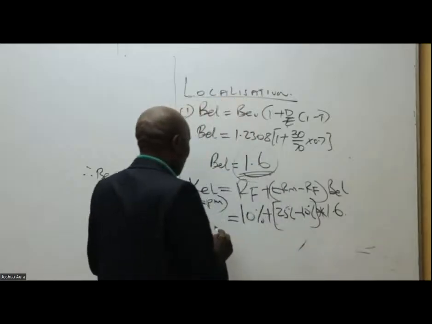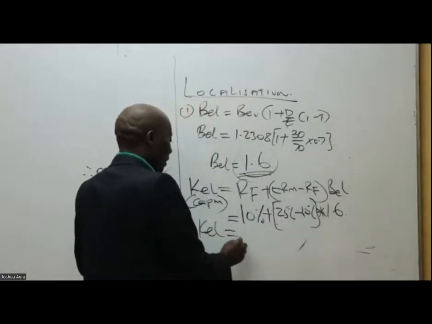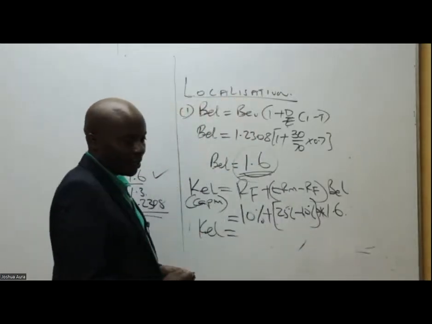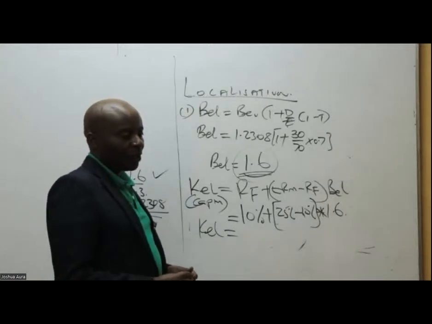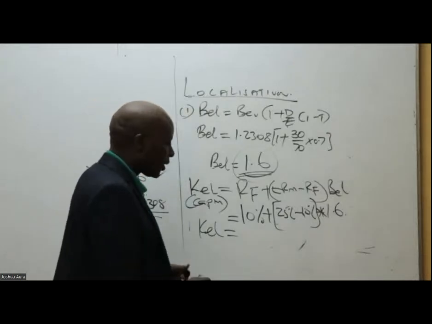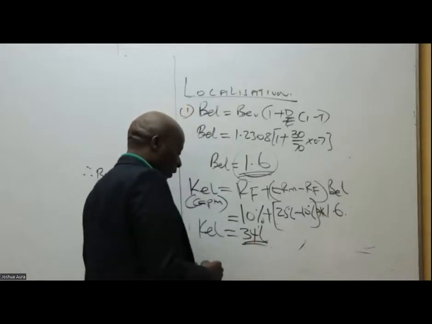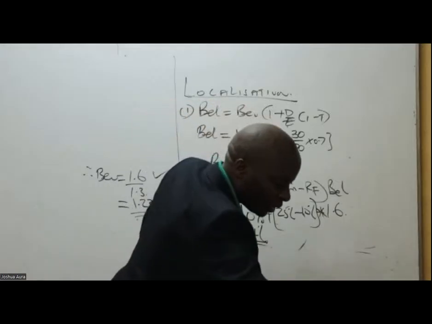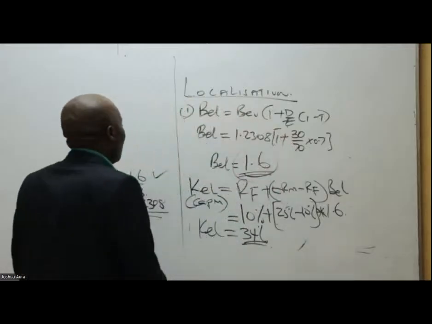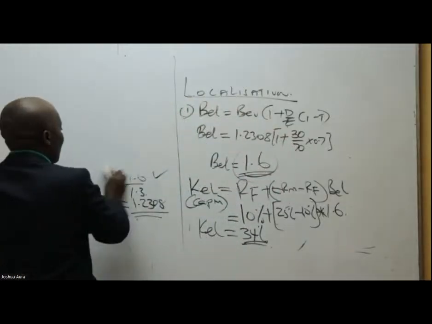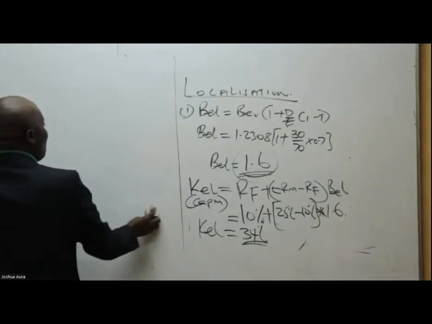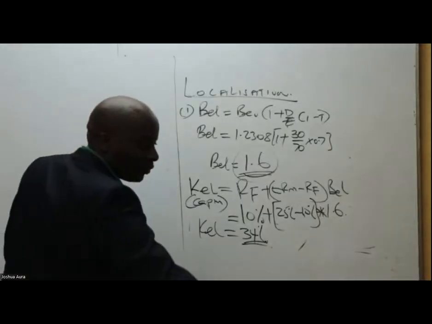So then could you kindly give me the KEL? Naomi tells me that this is supposed to be 34%. It's supposed to be 34%. Thank you very much.